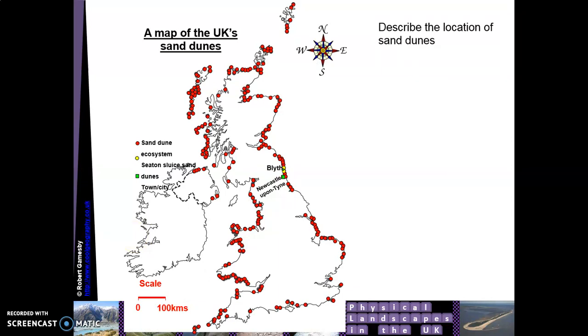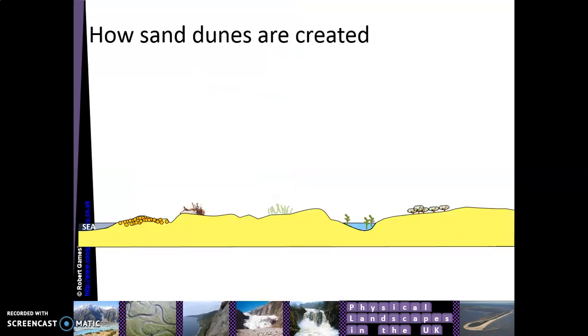Also, the depositional features we get are sand dunes. So sand dunes are found across the UK. You can see that by all the yellow dots, red dots even, that are on the picture here. So all across the UK, and these are different ecosystems that are found. Sand dunes are formed because, again, of deposition of sand, but these are not formed because of any processes in the water. They're formed because of what's happening on the land and with wind blowing sand onto the land.